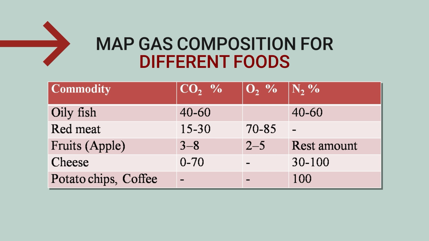For non-respiring products like cheese, which also has a high quantity of moisture and fat, we can remove the oxygen to prevent oxidation. We can use 0 to 70% of carbon dioxide and 30 to 100% of nitrogen.